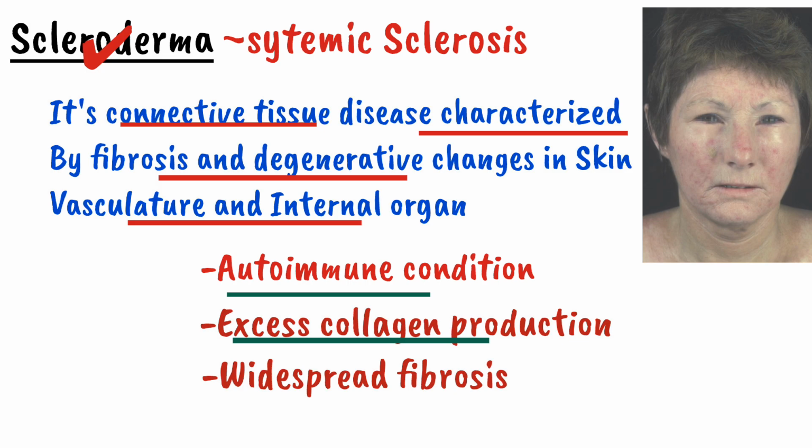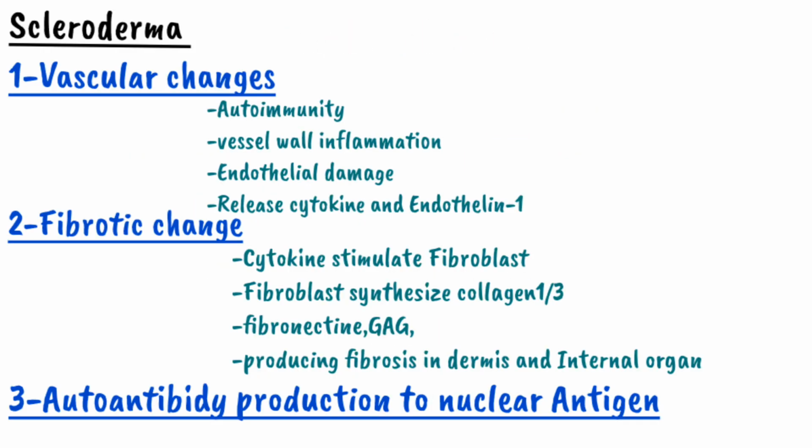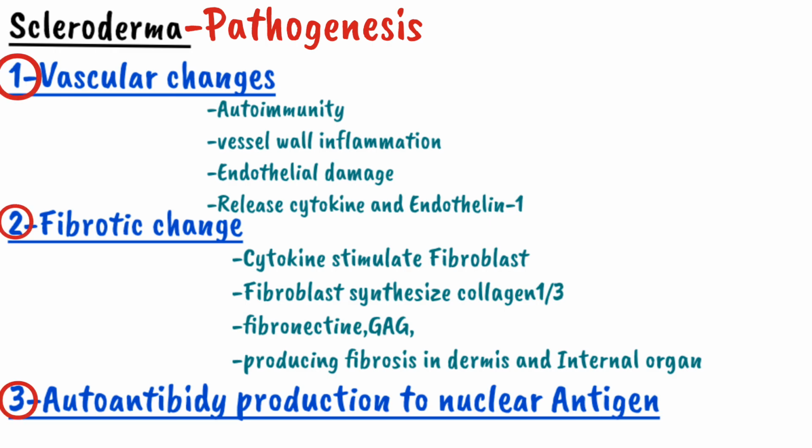Due to excessive collagen production, there will be widespread fibrosis. So what is the pathogenesis of this excessive collagen production? It involves three processes. The first one is the vascular changes, the second one is fibrotic change, and the third one is antibody production to nuclear antigen.